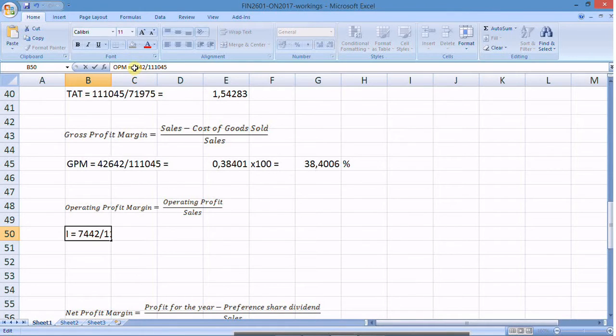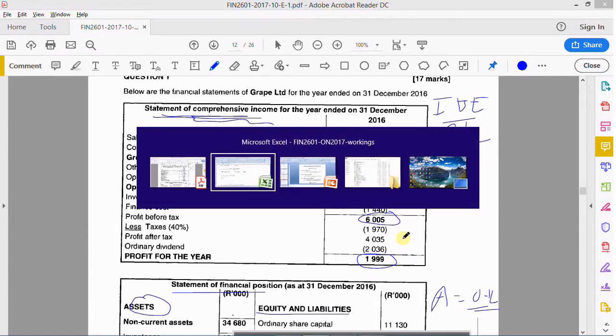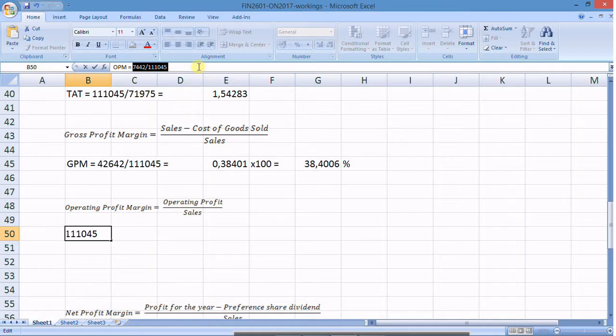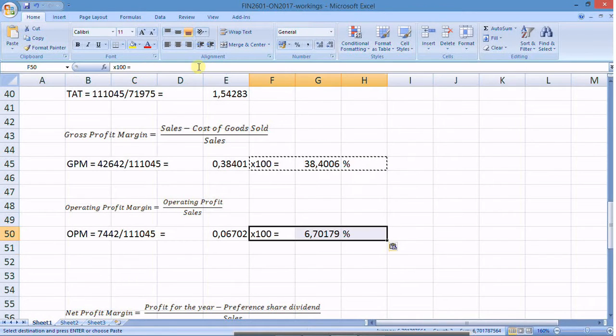No, isn't it 3707? Operating profit? No, that's operating expenses. Get a ruler. The ruler shows the profit. Okay, it's that one. Because remember, those are the totals. Yeah, so it's definitely 7442. Work that out, you get that figure. Times by 100 gives you that answer.